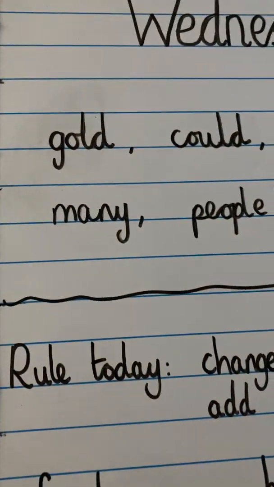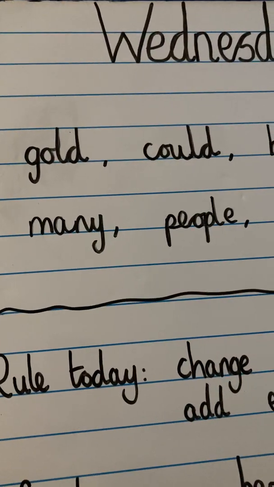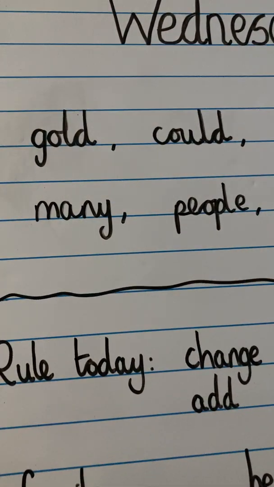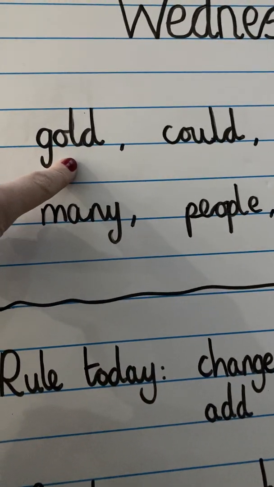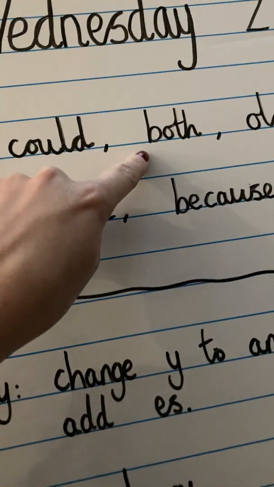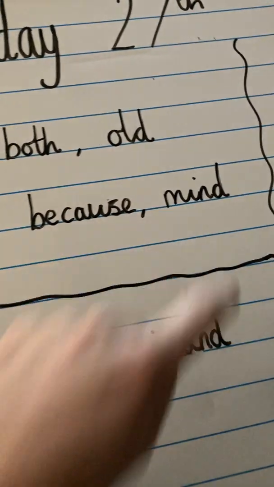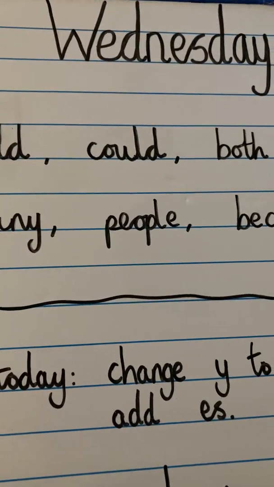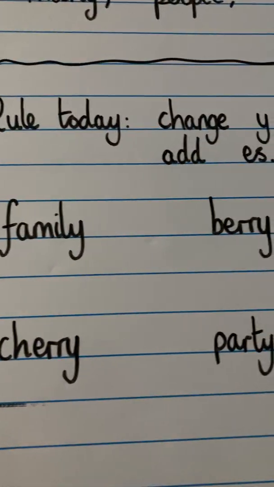So today we're going to carry on with some of our work on learning how to change some nouns into plurals. But before we do that, we know that we have some words that we've got to practice. So these are our Year 2 common exception words. So let's read them together. We have got gold, many, could, people, both, because, old and mind. So you're going to practice spelling those 8 words and then you can move on to what we're going to be learning today.